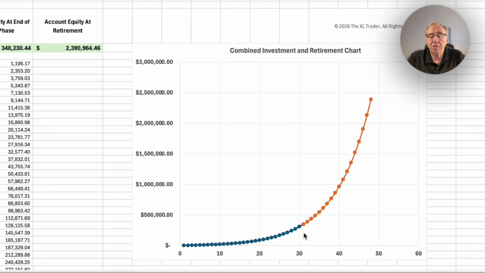We scroll over here to look at the charts. The blue part of this shows the investment phase, the money being increased while you're putting money away. And then it shows the importance of compounding. After you're done putting money into the account, it keeps continuing to increase. So the whole idea here is you just don't touch the money.